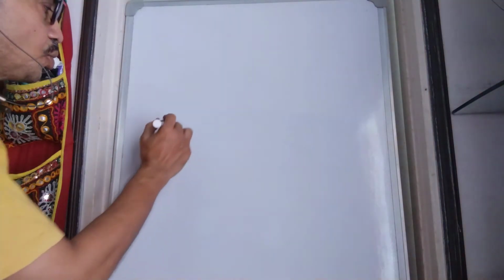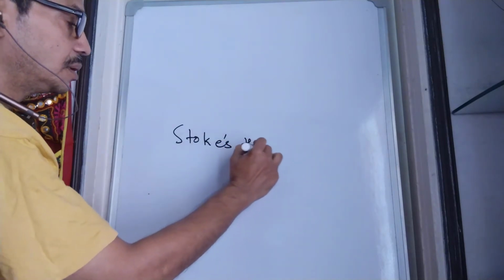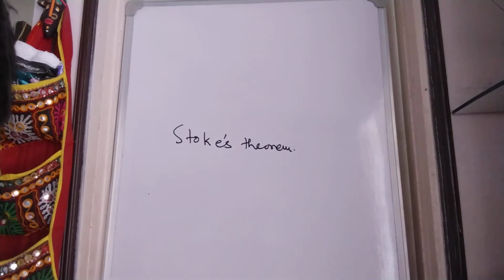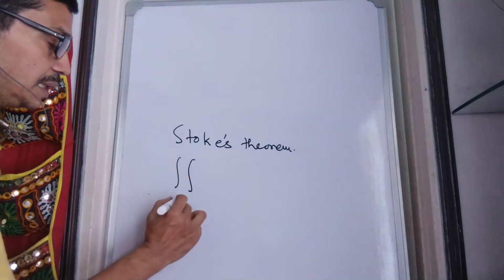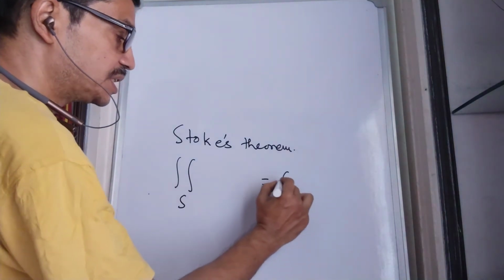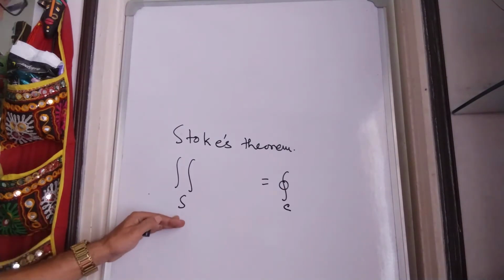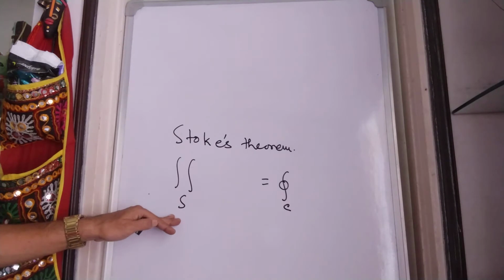First let us describe Stokes theorem. Stokes theorem states that if we have a closed contour C which encloses a surface S.